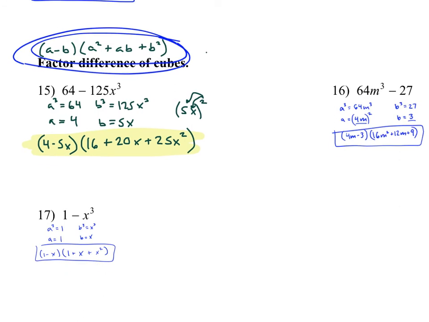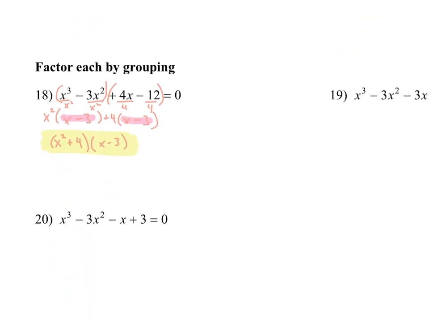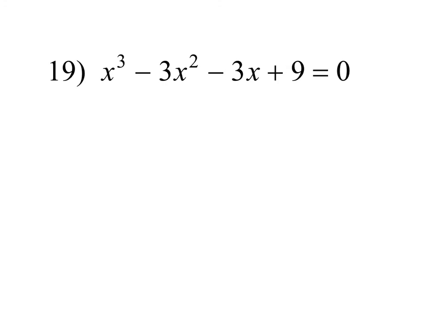All right, last part. Factoring by grouping. This one's like the most fun, I think. So we group the first two, and we group the second two. What can we take out of our first group? x squared. And what are we left with? X minus 3. Awesome, x minus 3.